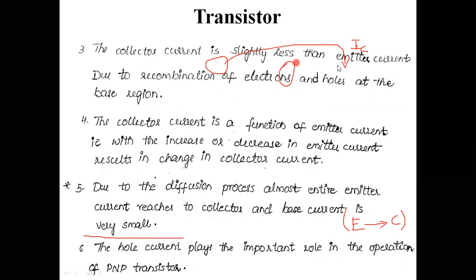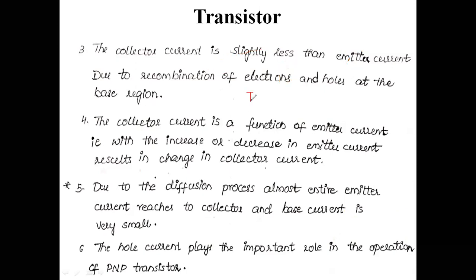the collector current is slightly less than the emitter current due to the recombination of electrons and holes at the base region. The collector current is a function of emitter current. Simply we can treat it as collector current IC is a function of emitter current. Simply we can write it as, it is a function of emitter current.